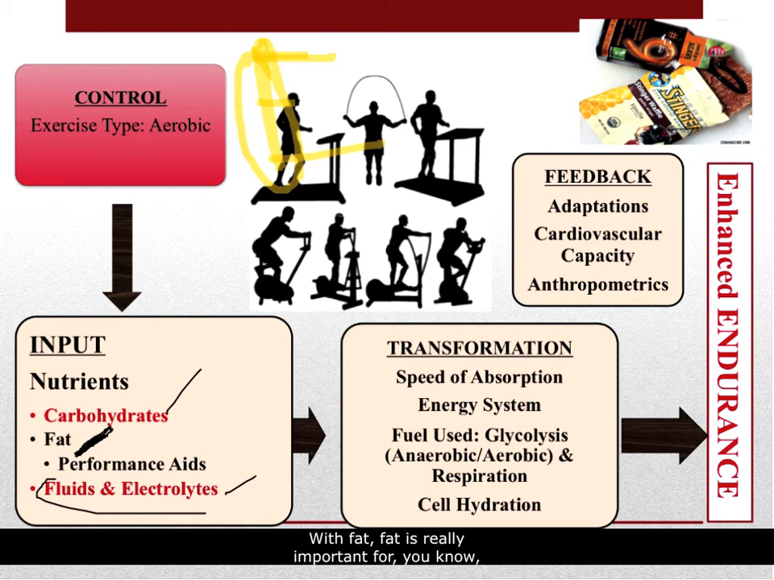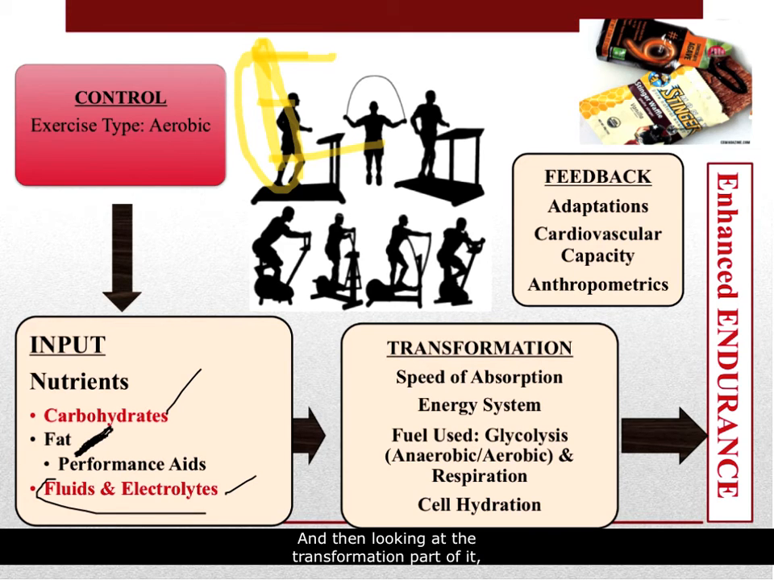With fat, it's 50% of the fuel that you're burning, unless you're exercising at really high intensities. But really when it comes to fat, the performance aids are what's most important, and ways that we can burn fat more efficiently and effectively. And then when it comes to fluids and electrolytes, it's super important to stay hydrated for water balance, particularly blood volume, so that the blood can deliver that oxygen. And electrolyte consumption should come in a ratio of about 3-to-1 sodium to potassium.